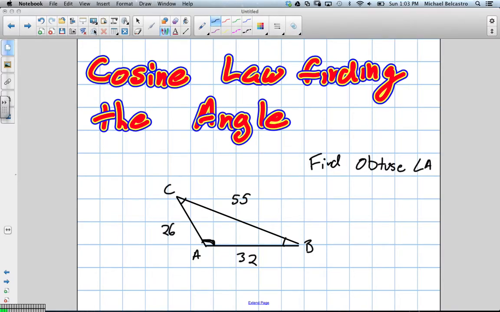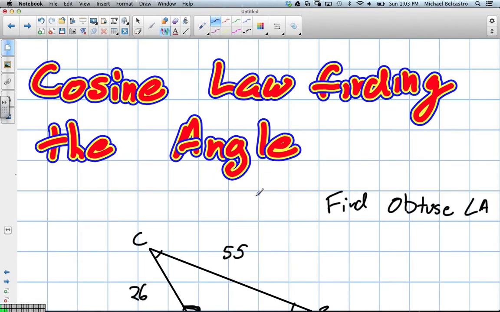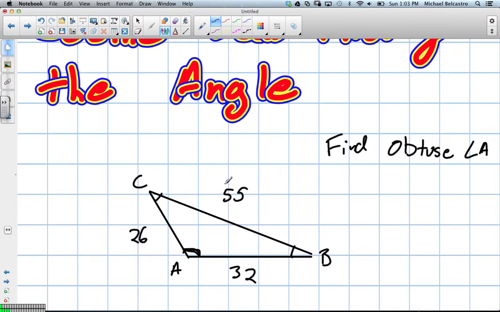So we're looking at cosine law. We're going to specifically look at solving for an angle in it, because that usually is the more difficult one. What we're going to do is memorize just one formula here, because usually when they show cosine law, they give you 3 different examples.